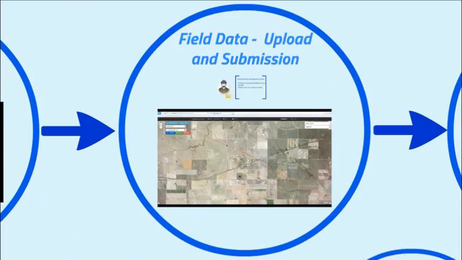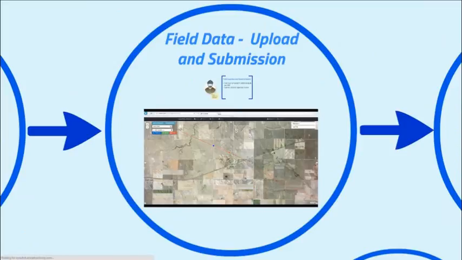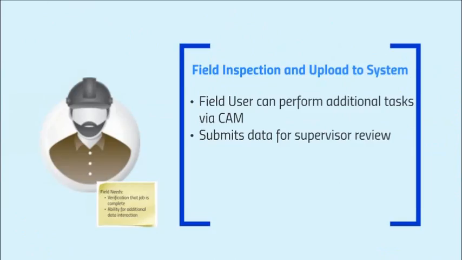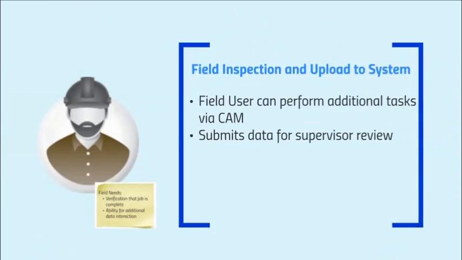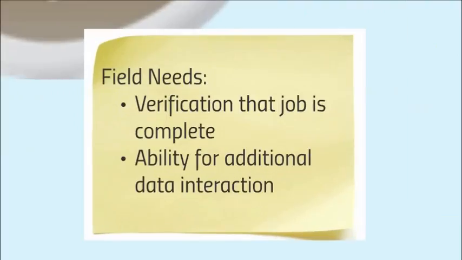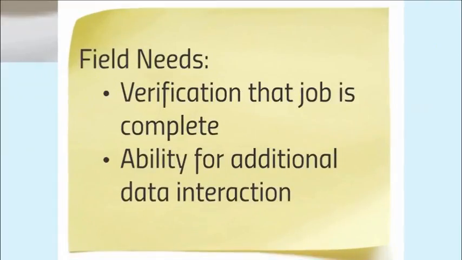So we're done in the field. We're ready to upload that data. So the field user is going to upload that into the system. And in this case, the field user has the need to perform additional tasks outside of what they did in the field. And they'll do that via CAM, CartoPac Asset Manager. Finally, they'll submit that data for supervisor review. The field needs, again, we need verification that job is complete, no black box. And that ability for additional data interaction.